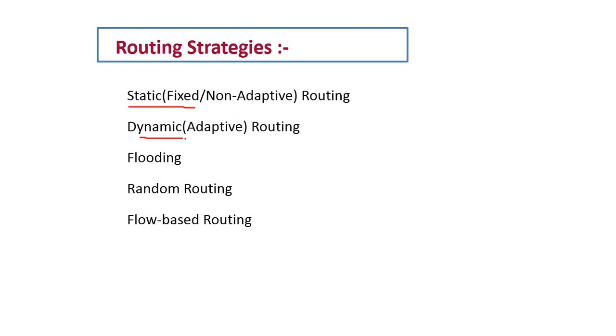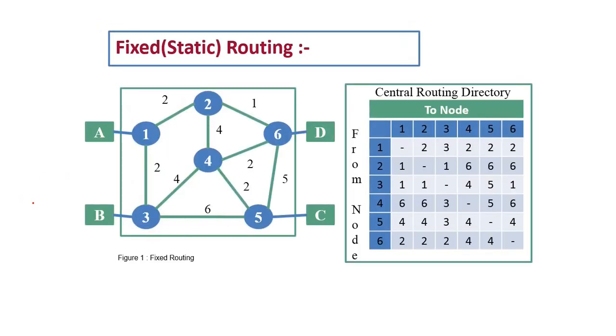Whereas in terms of dynamic routing, we can choose the route according to our requirement. Another thing is flooding, random routing, and flow-based routing. So according to the syllabus, we will discuss static routing, dynamic routing, and flooding. Let's start with the fixed or static routing.